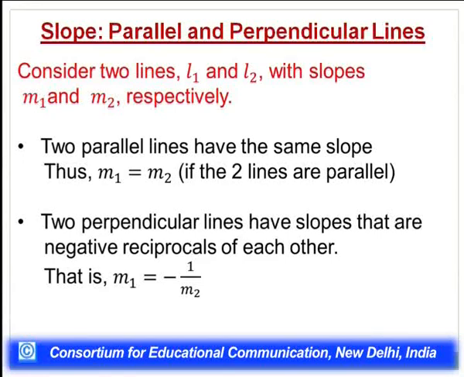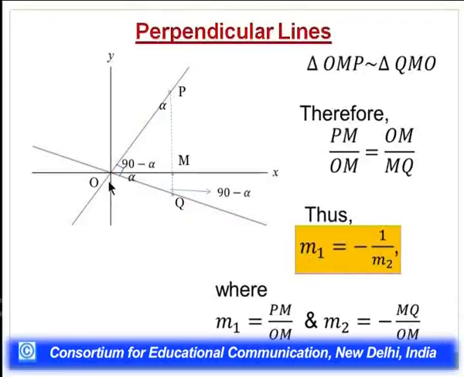In other words, the product of the slopes, M1 times M2, is going to be minus 1. Let us see a visual representation of this. So here I have a line that passes through the points O and P, which is perpendicular to the line that passes through the points O and Q. So this angle in between the two lines is 90 degrees.